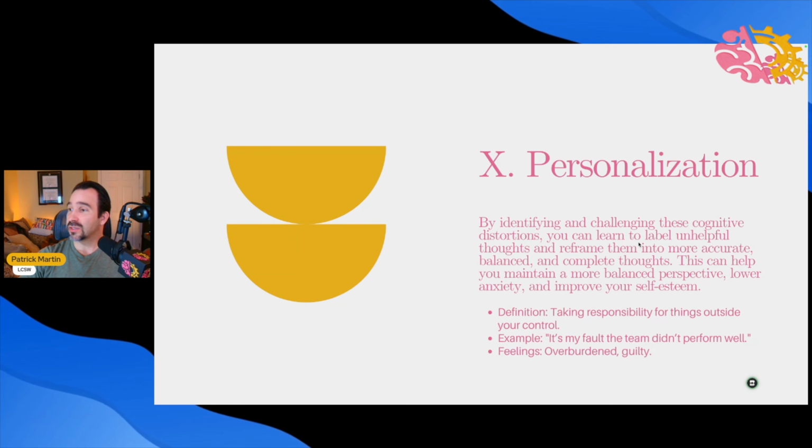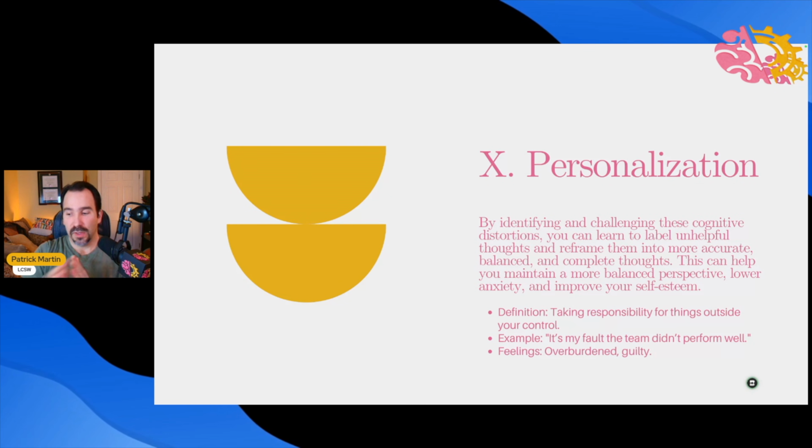By identifying and challenging these cognitive distortions, you can learn to label unhelpful thoughts and reframe them into more accurate, balanced, and complete thoughts, and can help you maintain a more balanced perspective, lower anxiety, and improve your self-esteem. So this is really kind of the crux of CBT. So once again, we get in the habit of labeling. These are just some of the labels: mind reading, catastrophizing, negative filtering, overgeneralization, comparative thinking, and the list can go on and on. You can create your own if you like.